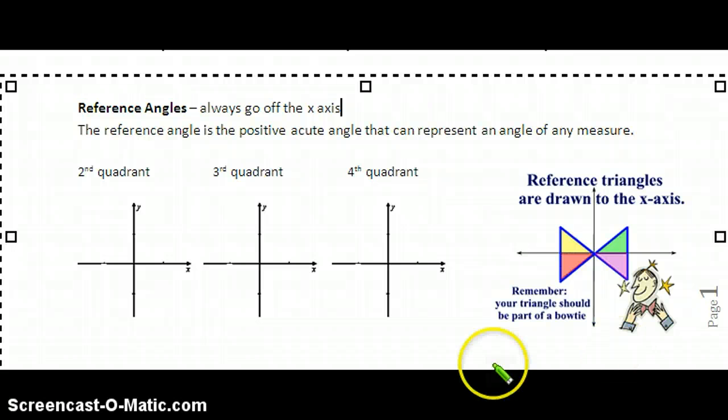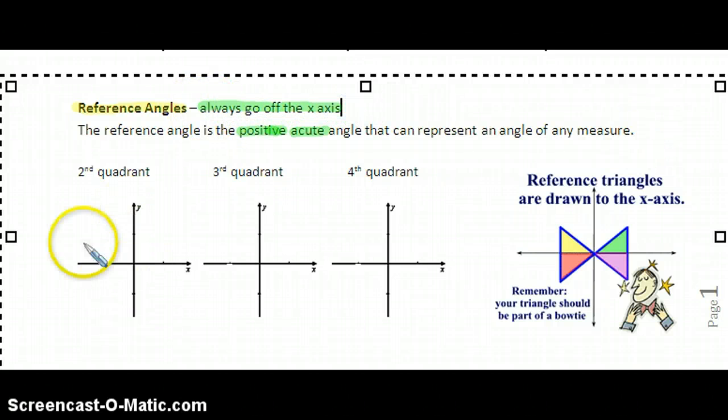Okay, this next section is getting us to deal with the main concept of this section, which is a reference angle. So let's first define it. It says the reference angle is a positive acute angle, and those are both important for you to know. Positive and acute angles that can represent any angle of any measure, and we'll talk about that in just a minute here. So as we're drawing these positive acute angles, the key here is that we always want to make sure they go off of the x-axis.